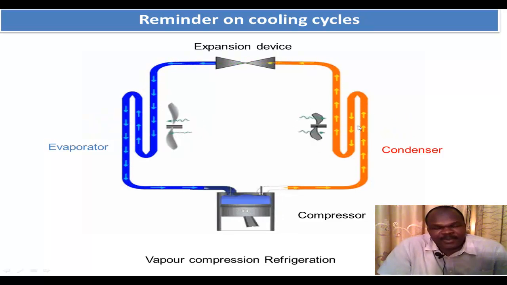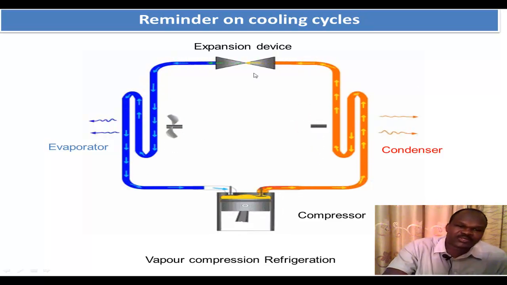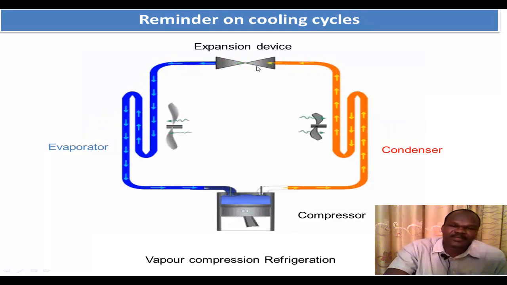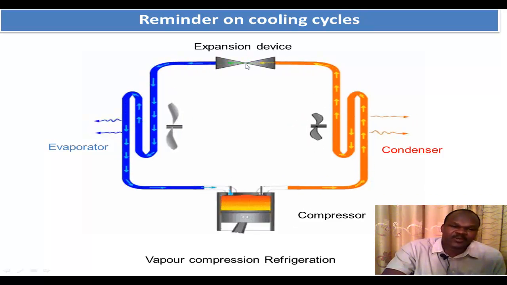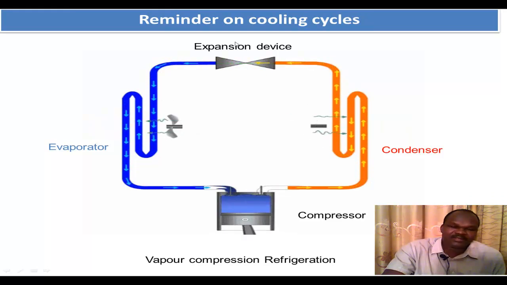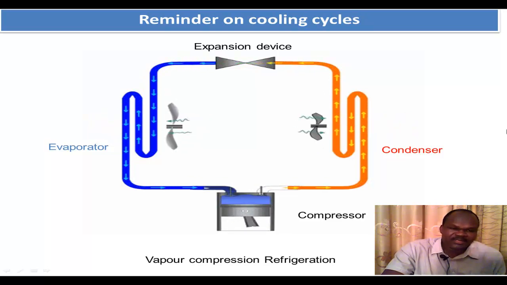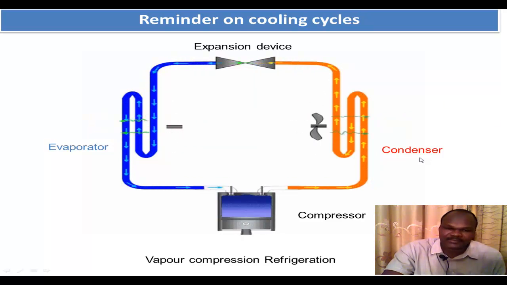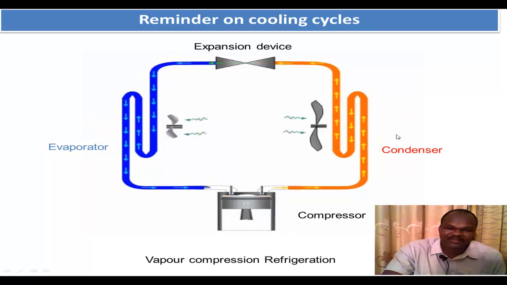So the vapor condenses and then goes to the throttle valve or the expansion device for the pressure to be lowered, and then is sent back to the evaporator, and the cycle continues. So heat is being taken from the evaporator and sent to the condenser. And the evaporator has a lower temperature than that of the condenser.